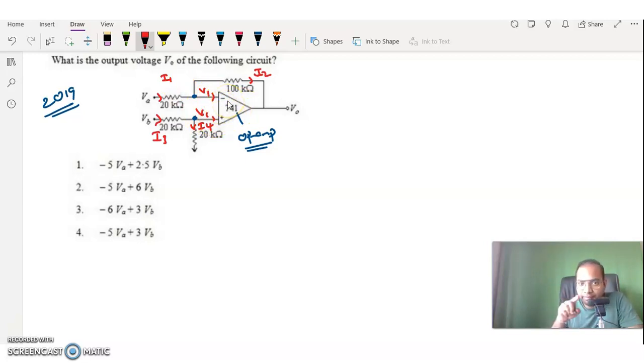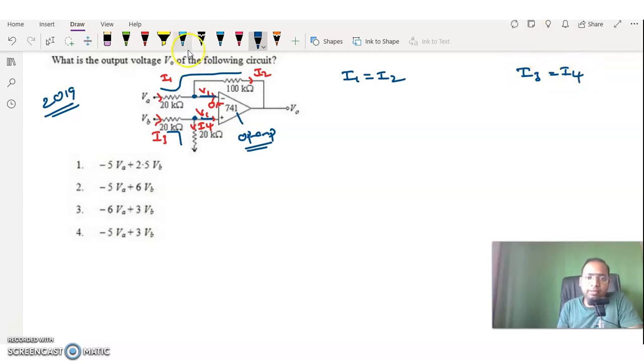through the inverting terminal and the non-inverting terminal, both can be taken as 0 amperes, because as I already told, for the ideal op amp the input impedance is infinity and the current flowing through this one and through this one will be 0. So now we can write that I1 is equal to I2, because this I1 directly flows through here, and I3 is equal to I4. Correct? I3 is equal to I4.